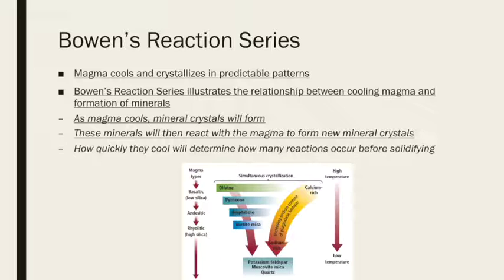Jumping to our last term, we have Bowen's reaction series, which states that this magma cools and crystallizes in a predictable pattern. So this diagram below shows how it cools and crystallizes. Remember that as magma cools, you're going to get these mineral crystals to form. These crystals can then react with the magma to form new crystals, and ultimately how long it takes for that magma to go from a hot and molten material to igneous rock is going to determine essentially what it forms as it happens.